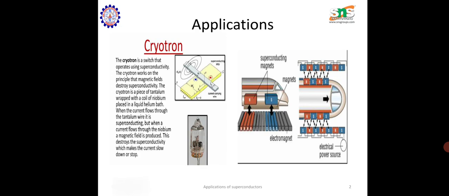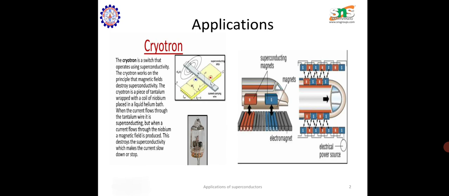Cryotron is a magnetically operated current switch. It works on the principle that the superconducting property of a material disappears when the applied magnetic field is greater than the critical magnetic field. Here we are considering the superconducting materials A and B, where A is surrounded by B.